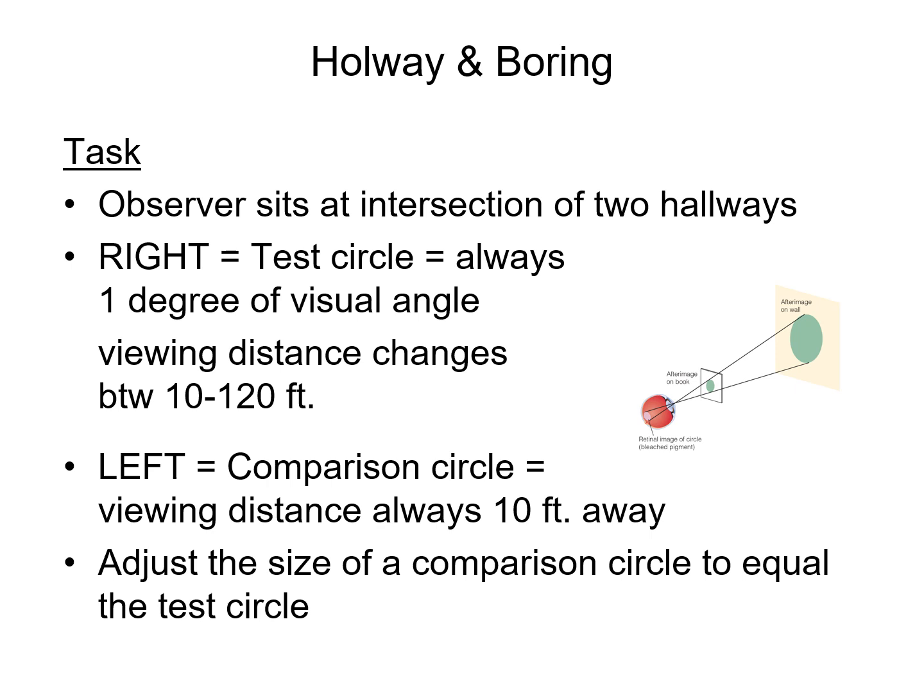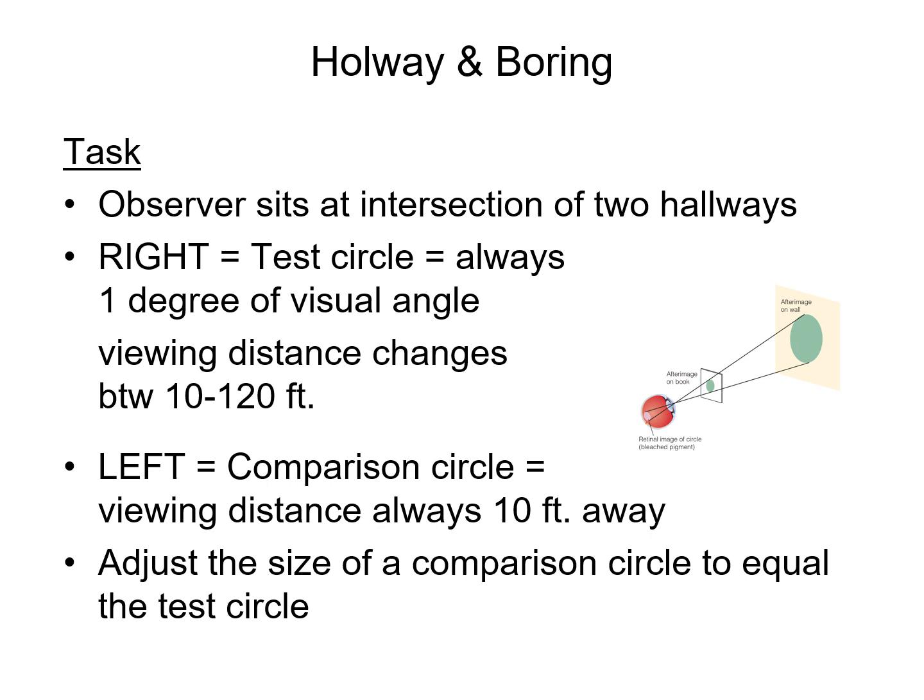This relationship between depth and size was systematically observed in what is now a classic study by Holloway and Boring back in 1941, where an observer is sitting at the intersection of two hallways, and on the right they're going to have a test circle, where the test circle is going to be at different distances away from the viewer, and it's always going to take up 1 degree of visual angle.